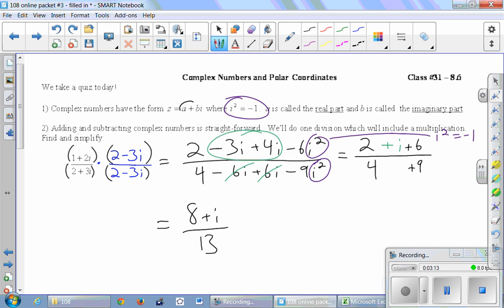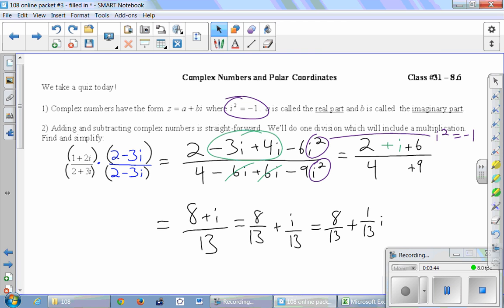Oftentimes we want our complex numbers to look like a plus bi, so a number plus another number times i. And if that's the case, then we need to split this up into 2 fractions. If we really wanted to peel the i off so that it's next to a number, then we have to rewrite this as 8/13 plus 1/13 times i. Okay, so that one right there is simplified.